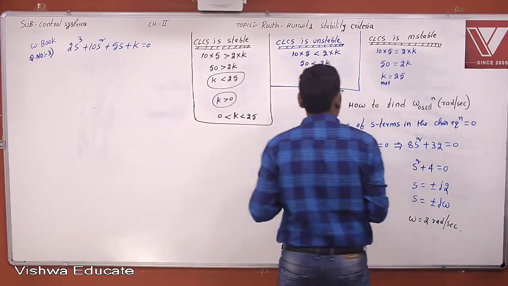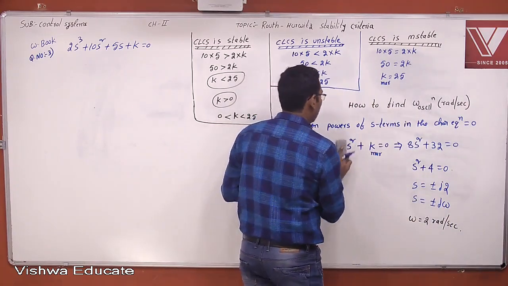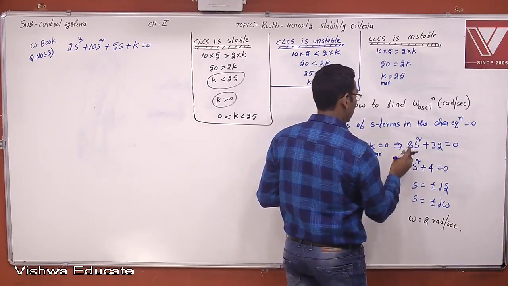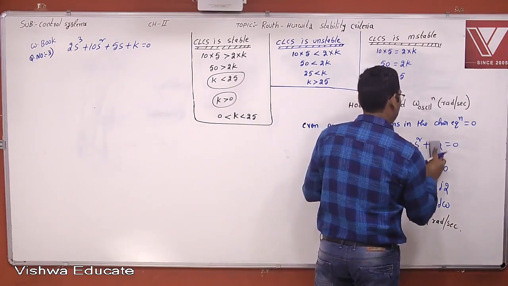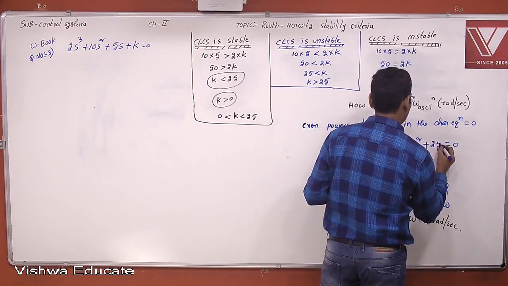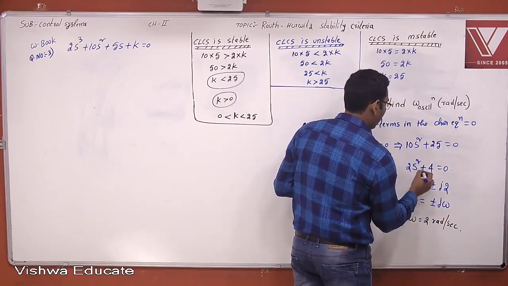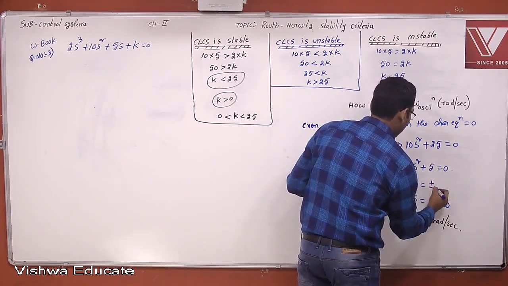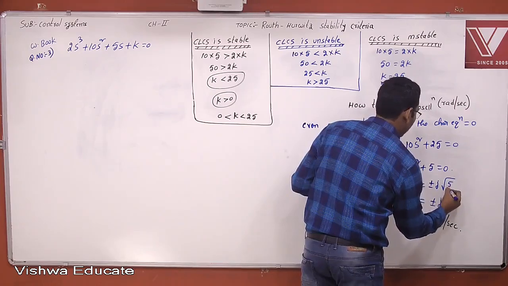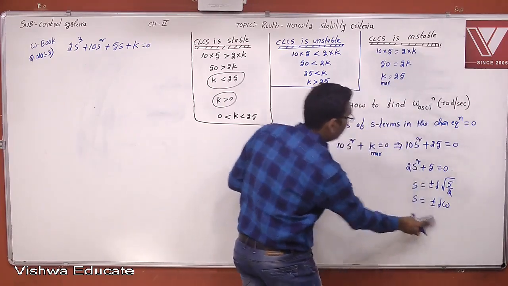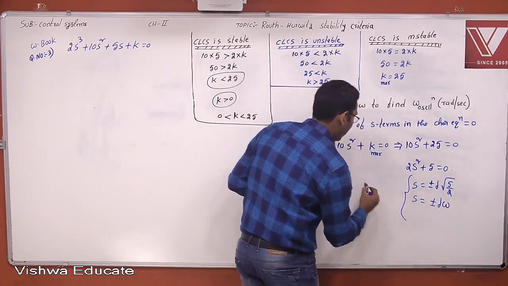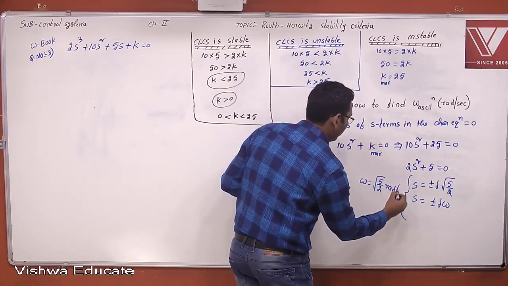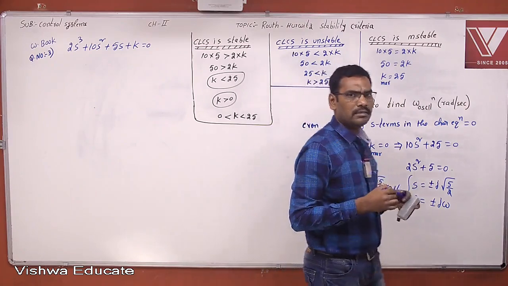If it is marginally stable, how to find the frequency of oscillation? Take the even powers of s terms. The even powers of s term is 10s square plus k margin. Now this is 10s square plus k margin, here 25. Therefore s is equal to plus or minus j into root 5 by 2. Now compare with j omega. The frequency of oscillation is root 5 by 2 radians per second if the system is marginally stable. Is it simple? Okay.